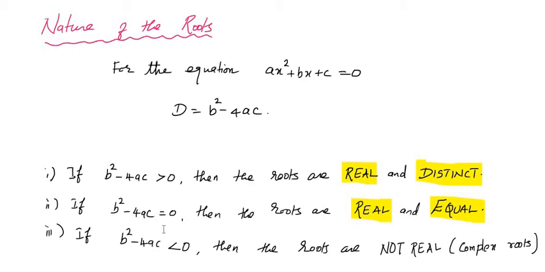ஈக்குவலா இருக்கும். when b square minus 4ac is equal to 0. Third condition, b square minus 4ac is what? less than 0. இந்த நெகட்டிவா வந்தது அப்படின்னாக்க then the roots are not real. அது கண்டிப்பா ரியல் நம்பரா இருக்காது.